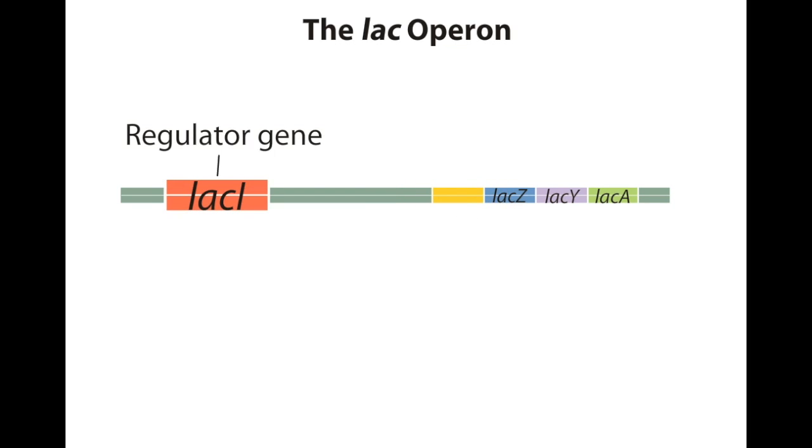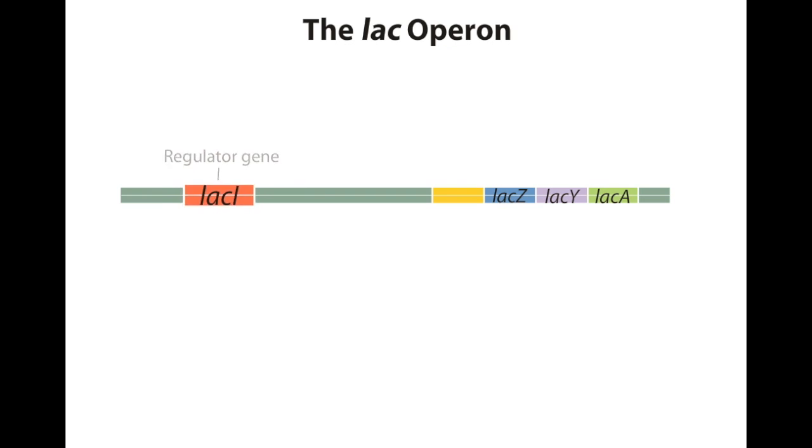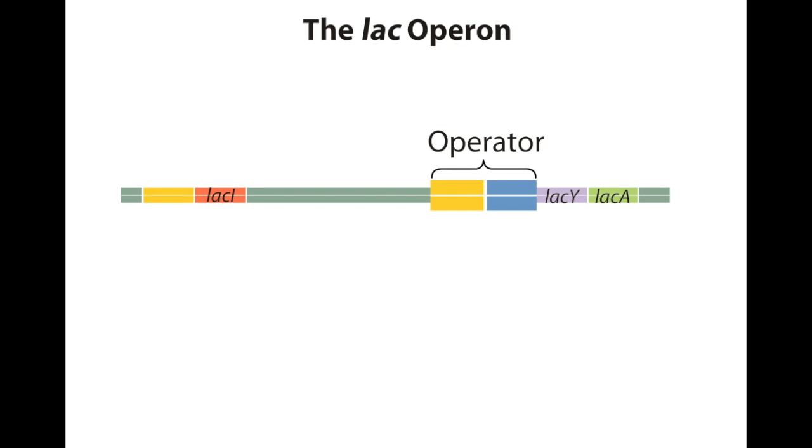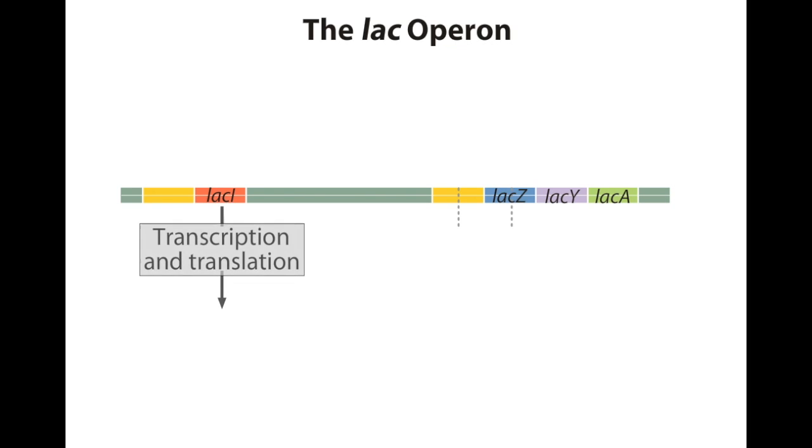The regulator gene, Lac-I, is located upstream of the structural genes. The Lac-I gene encodes a repressor protein and is controlled by its own promoter. This repressor protein may bind to a region of the operon called the operator. The operator overlaps the 3' end of the promoter and the 5' end of the Lac-Z gene. The lac operon is inducible, that is, the structural genes are expressed only in the presence of lactose. Active repressor proteins are encoded by the regulator gene.